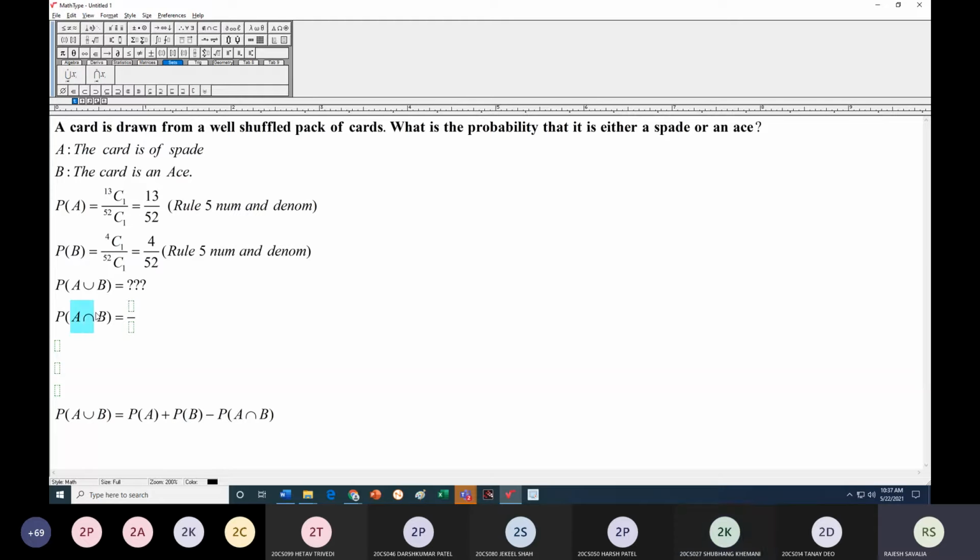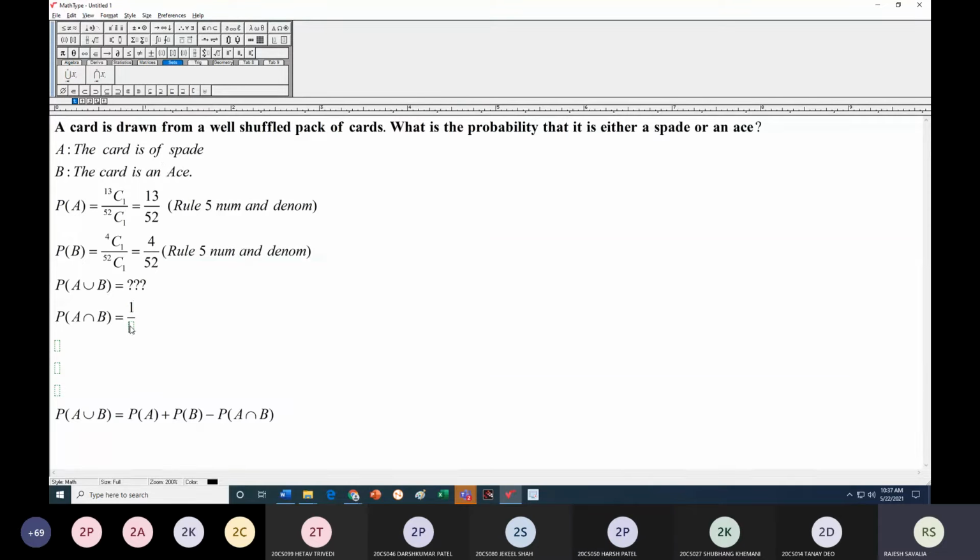Now what is A intersection B? A intersection B says that the card must be the ace of spades. So your desired outcome says your card must be an ace of spades. How many aces of spades are there in a pack of cards? One. So the desired outcome is 1.